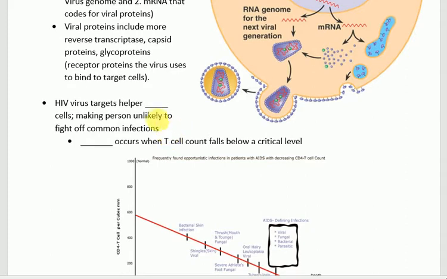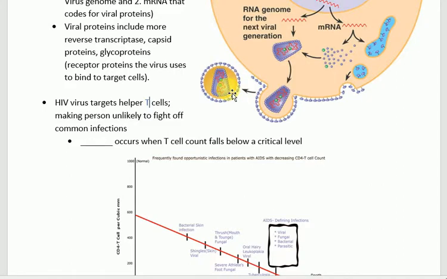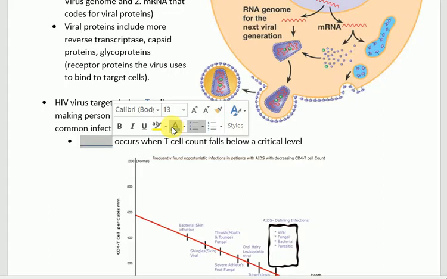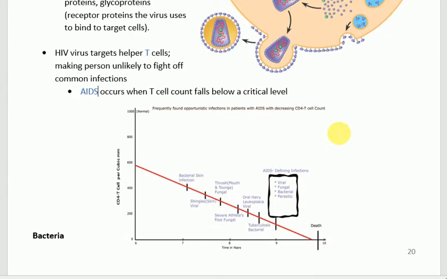So the HIV virus actually targets our T cells. And these are the ones that obviously help boost our immunity. So it limits the person's ability to fight off common infections. So HIV, as you know, turns into AIDS, and this occurs when the T cell count falls below a critical level. And this diagram actually shows you that.